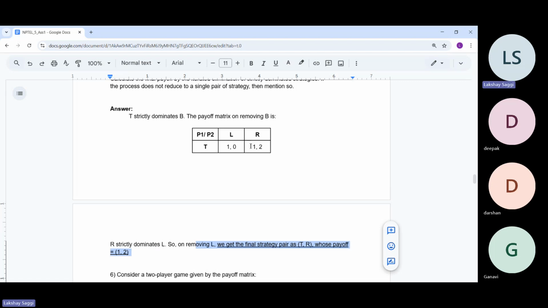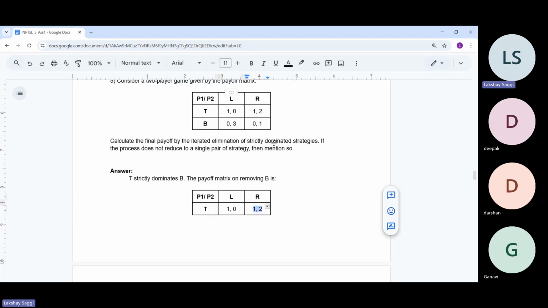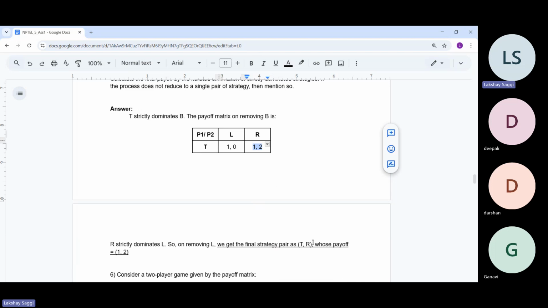And the payoff which both players get is 1 comma 2. And this will be the Nash equilibrium which we arrive at in the end. So this process of iterated elimination of strictly dominated strategies finally led us to T comma R for this problem. And the final payoff was 1 comma 2. Okay, so I hope this is clear to everyone. If not, you can ask me in chat and I'll try to explain it again. If no one asks me anything, then I'll just be assuming that everything is clear.